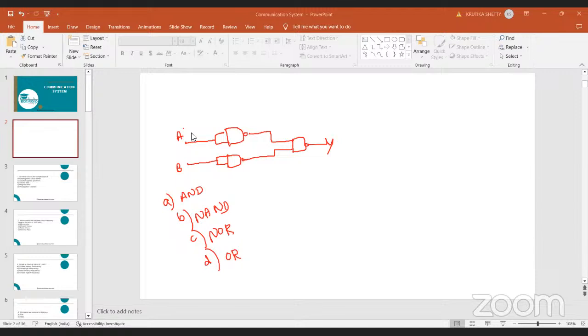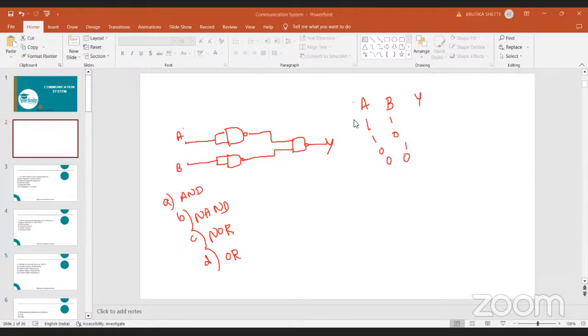Here, what you need to do is take the values of A and B. We will make a column, so here it is 1, 1, 1, 0, 0, 1. The next 0, 0. At the output, Y is equal to.